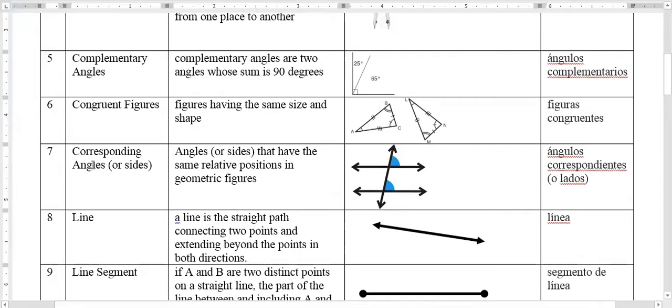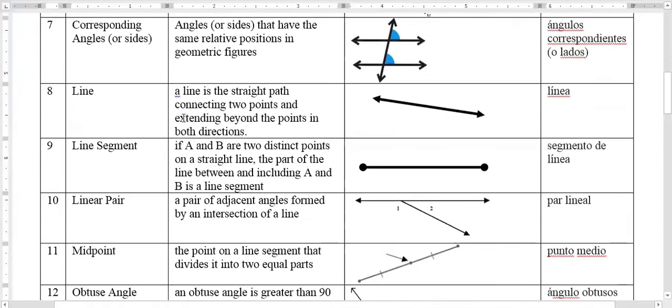All right. Seven, corresponding angles or sides. Angles or sides that have the same relative positions in geometric figures. So corresponding angles, this angle is on the outside. It's the same size, the same degree as this angle here on this outside. So those are corresponding angles, one inside, one outside.